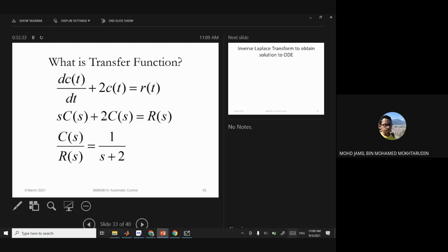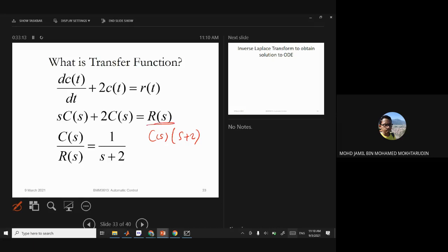So from the question just now, this is the equation in time domain. So you use Laplace transform. So you get S times C(s) plus 2 times C(s) equals R(s). And then you can separate them. So here you factorize C(s), you get C(s) times (S plus 2). Here there's nothing to factorize.